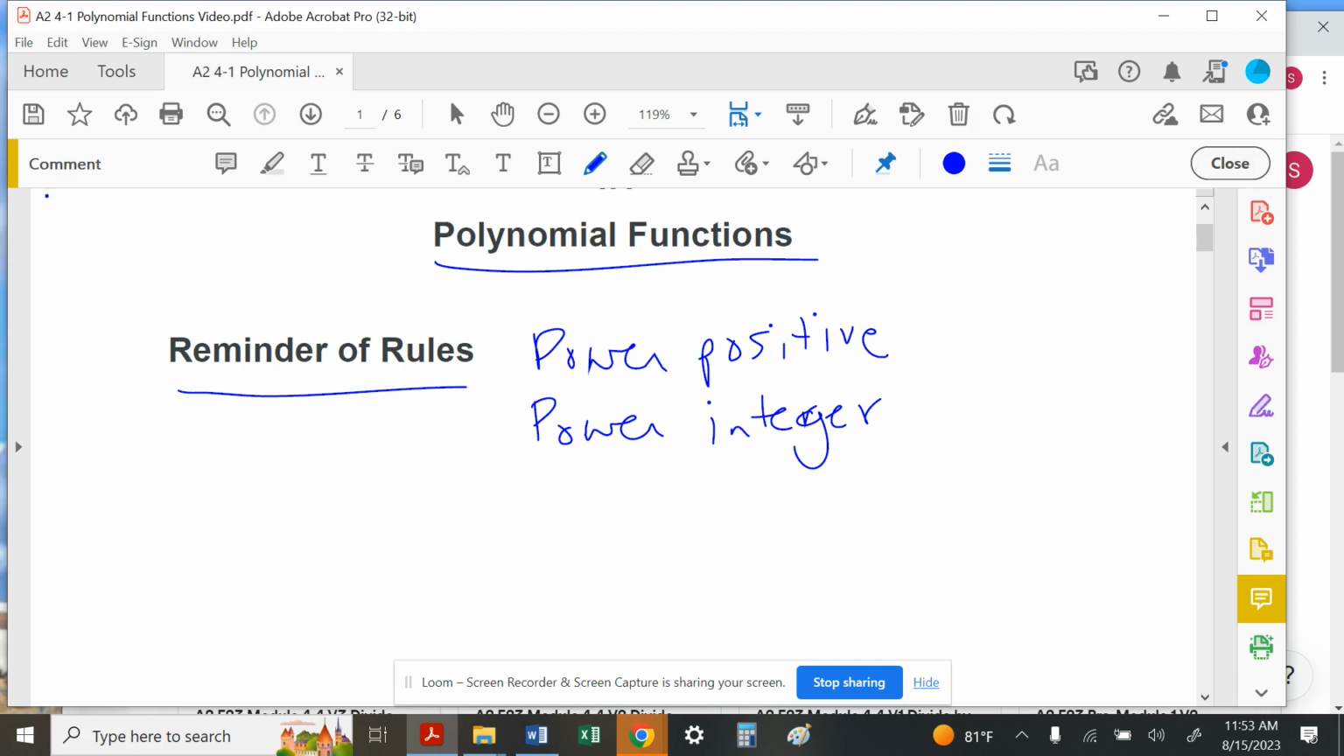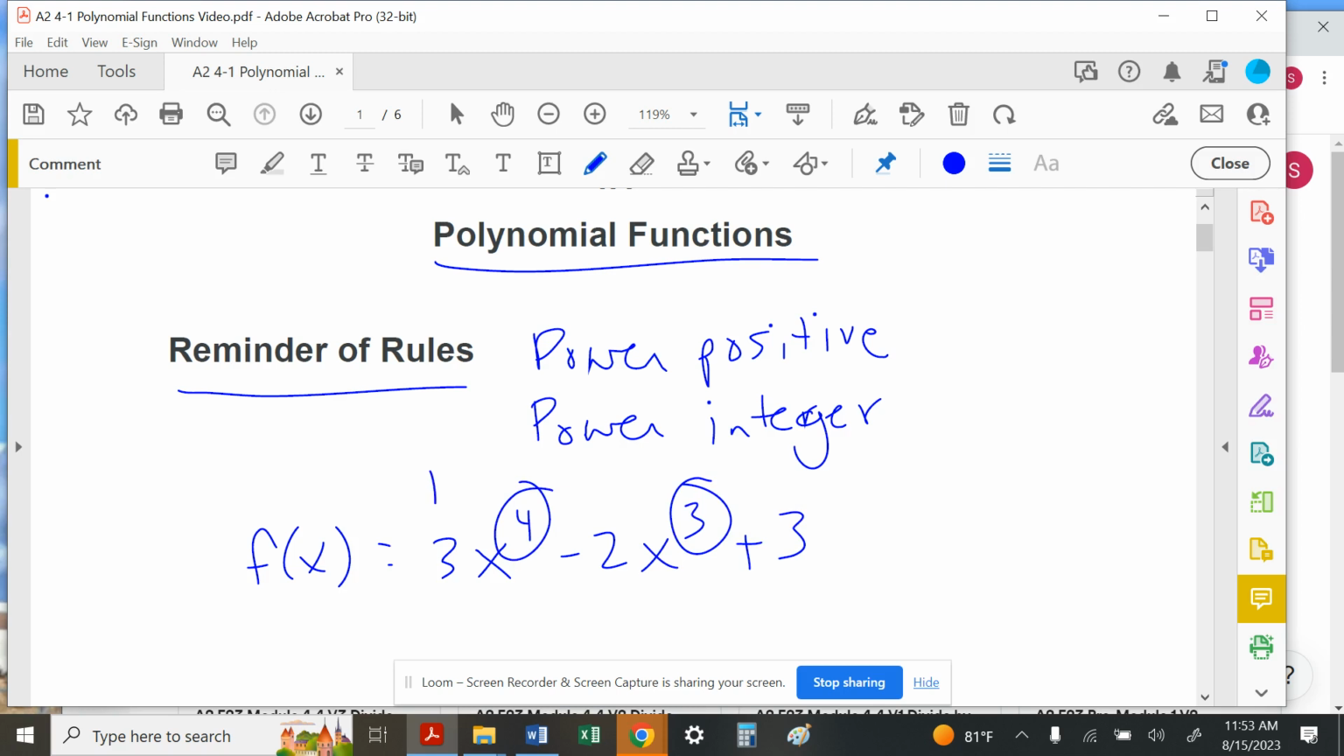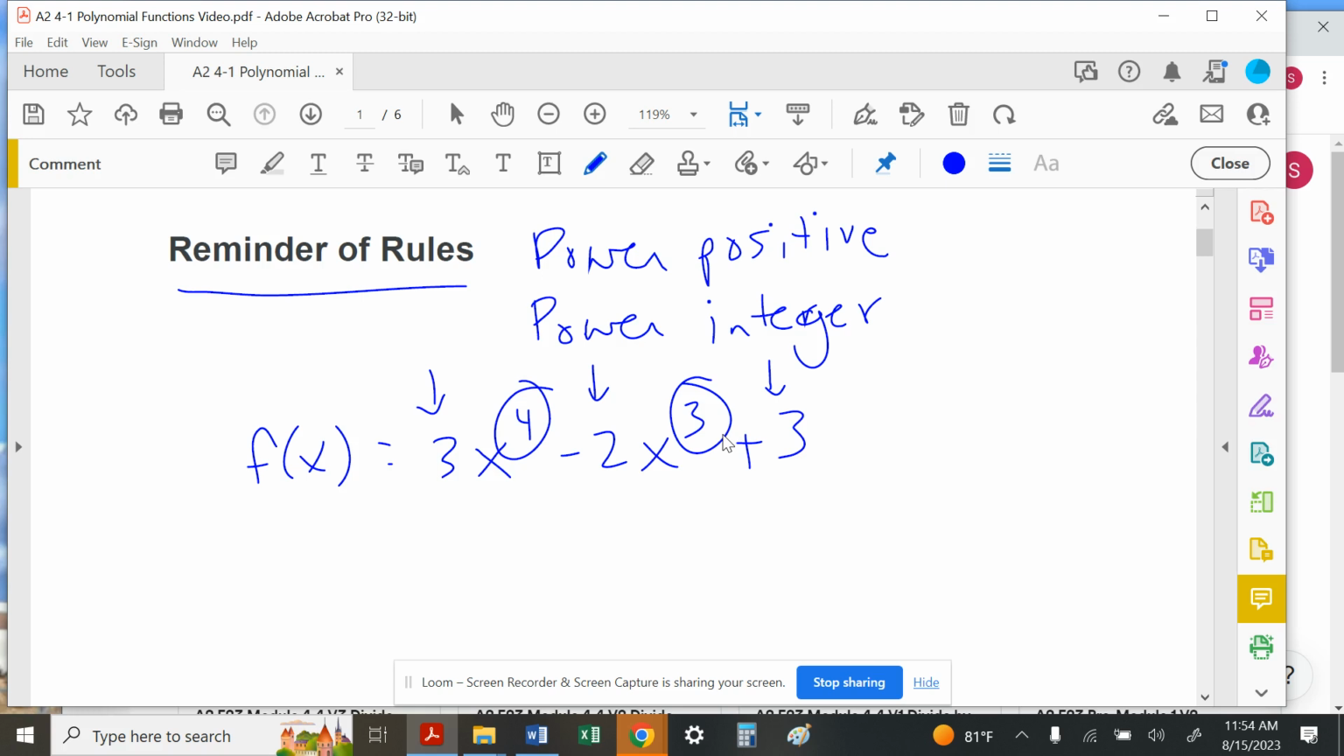Something that we would look at as a polynomial would be something like f of x equals 3x to the fourth minus 2x to the third plus 3. That would be a polynomial because we have integer powers, and those powers are both positive, and it doesn't matter about the coefficients. The coefficients can be positive or negative. They can be square roots. They can be anything. So that's what we're looking at when we're looking at the rules for a polynomial.